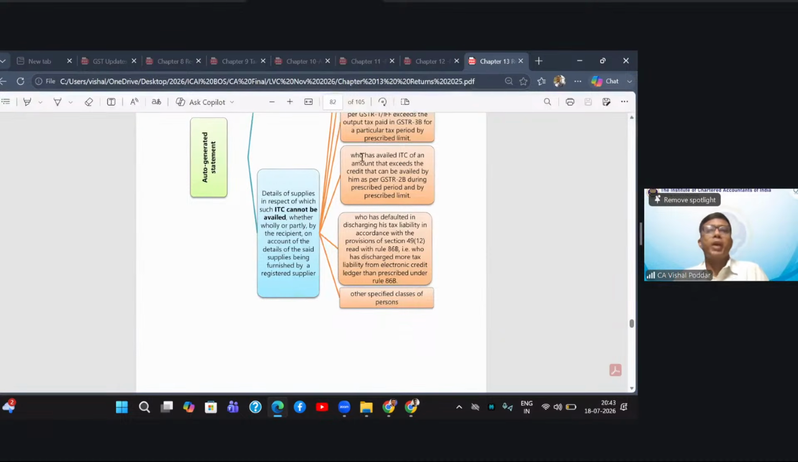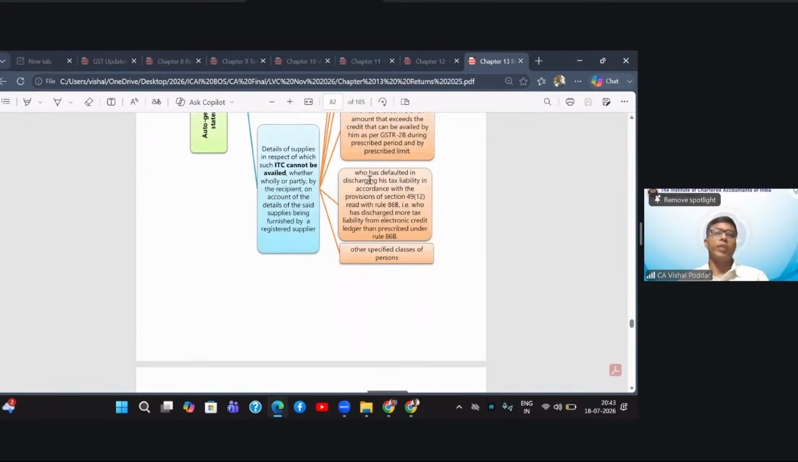Similarly, where my supplier has availed ITC in his 3B exceeding the credit which is shown in his 2B, again this will not make me eligible to take the ITC. And last, where my supplier has defaulted in discharging his tax liability in accordance with provisions of 49(12) read with Rule 86B, that is where he has discharged more tax liability from the electronic credit ledger than what was allowed, then also it.